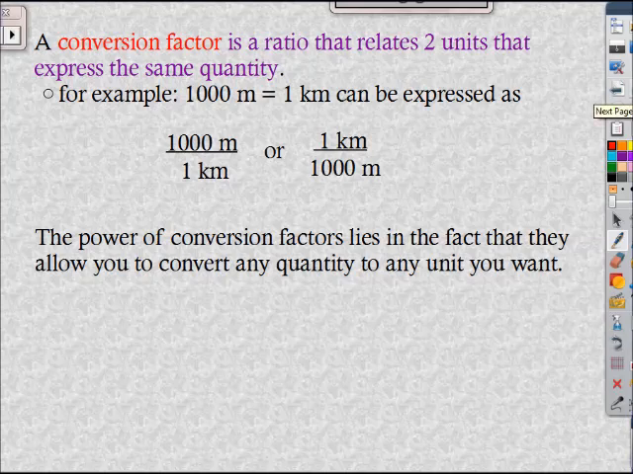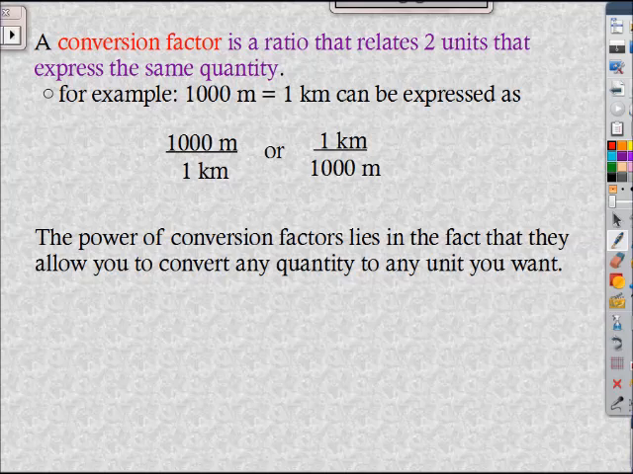Okay, now to get to the fun stuff. We've got all those factors, we got all those prefixes. How do we use them? Well, we need to be able to relate units. So if, for example, I wanted to know how many kilometers it is to Chicago, and I knew it was 80,000 meters, how do I change that to kilometers, something I really want to use?